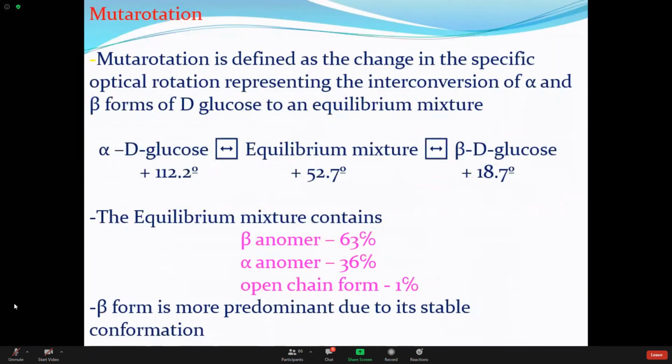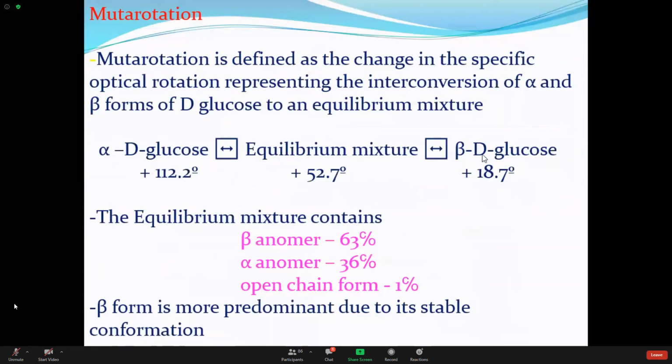Now another thing you should know is called mutarotation. Mutarotation is actually the change of the rotations. When you are passing the light, some changing of the rotation happens. So what is this particular angle of rotation? It is seen in the laboratory. The alpha-D variety has an angle of rotation of 112.2 degrees. The beta variety has an angle of rotation of 18.7 degrees.